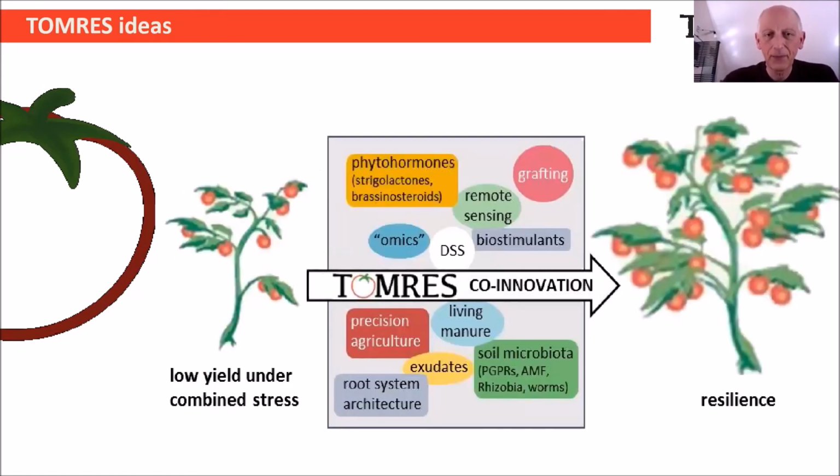And then this picture is just to give an idea of the many case studies that are confronted in TOMRES. We go from grafting to remote sensing, biostimulants, as you see, precision agriculture, living manure. The idea here is to analyze at these different levels of research also different tools that can be developed and optimized in order to improve the resilience of tomato to these combined stresses.